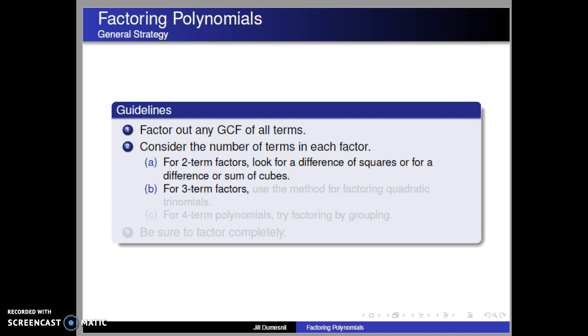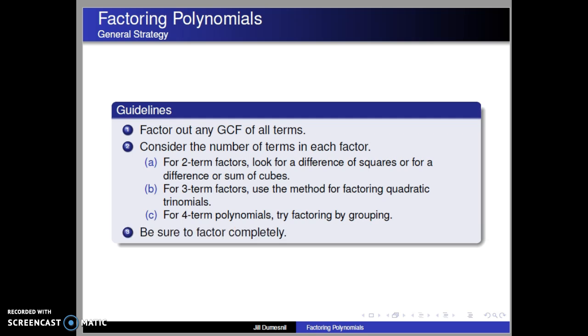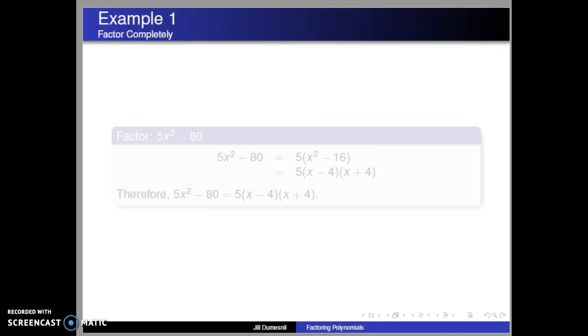For 3-term factors, try the method for factoring quadratic trinomials. For factors with 4 terms, consider factoring by grouping. Finally, be sure to factor completely by reconsidering each factor for further factorization. Instructions will be to factor completely.